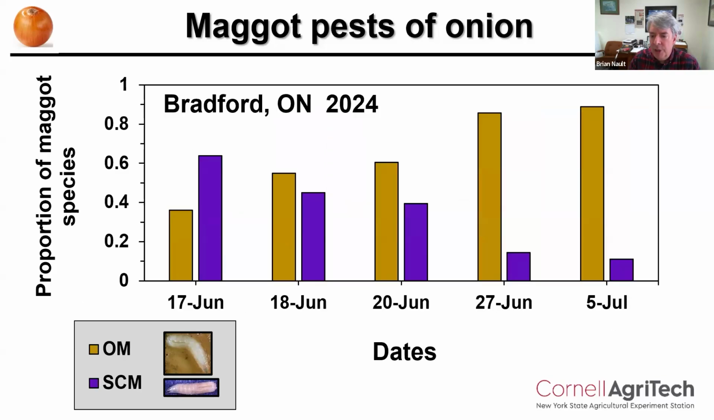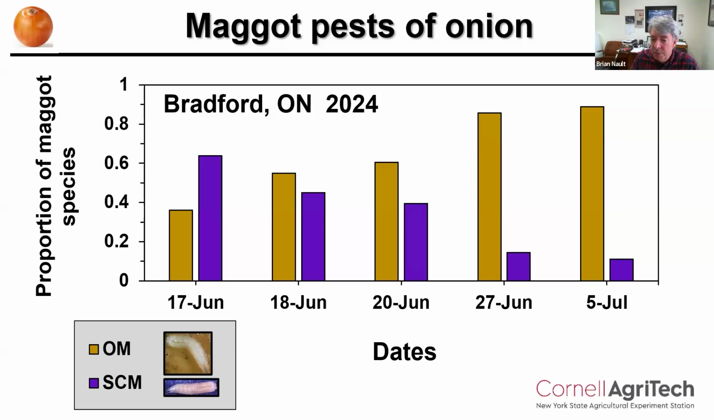If we look a little bit more closely at the two species and their prevalence in Bradford, Ontario last year, and these were maggots that I assume, Kevin, you collected and sent our way, from the 17th of June through the 5th of July, we see early on more seed corn maggot than onion maggot, but then we see the opposite occur in late June and early July. This isn't surprising. Based on degree day models, you'll often see that seed corn maggot adults will emerge earlier than onion maggot adults, so they just get started earlier.